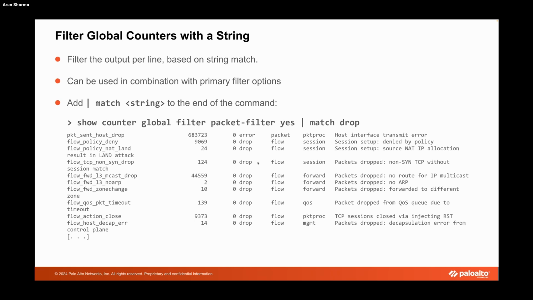So you can have a match on info, error. It depends on what you are looking for, and you can just put a filter over here. Normally we don't use the match drop. We want to see all the counters that are being hit, so we normally don't use it, but if you are interested, you can always have this option.